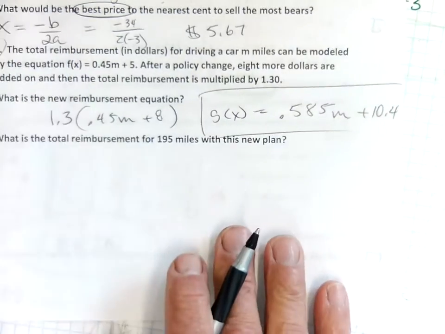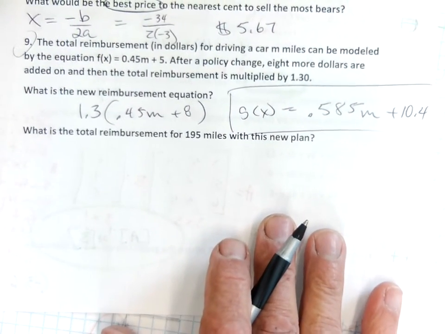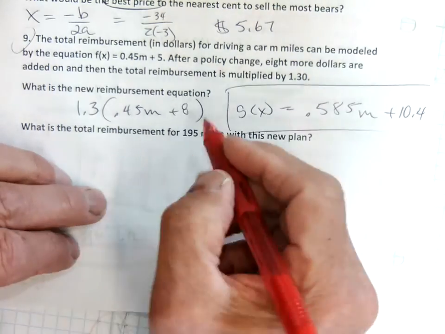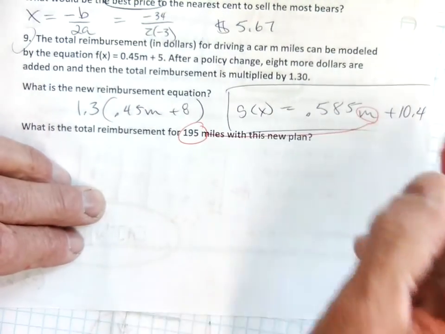That should be easy. That shouldn't be hard for you. Now, somebody rents our car, brings it back, and they drove it for 195 miles. What are we going to charge them? Plug it in. So we just plug our 195 into our new equation.